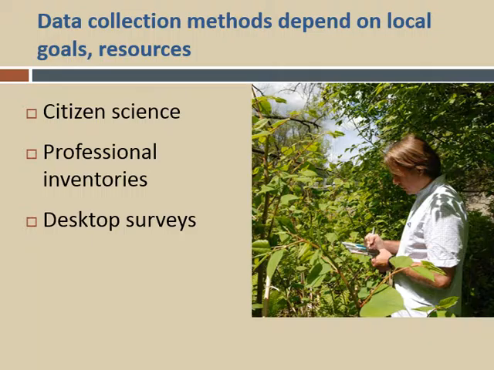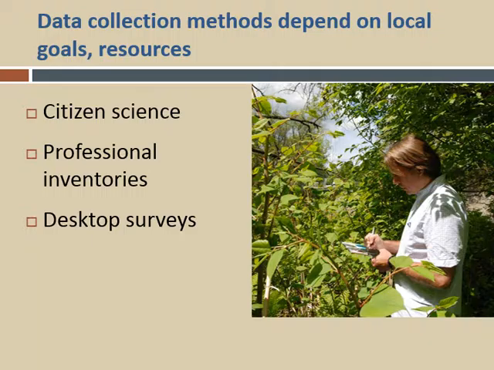Professional inventories are done by ecologists who do a combination of mapping and site visits and often provide a report at the end. The third option, desktop survey, usually involves using available data like the Natural Resource Atlas or BioFinder, and there's often some sort of site verification component.